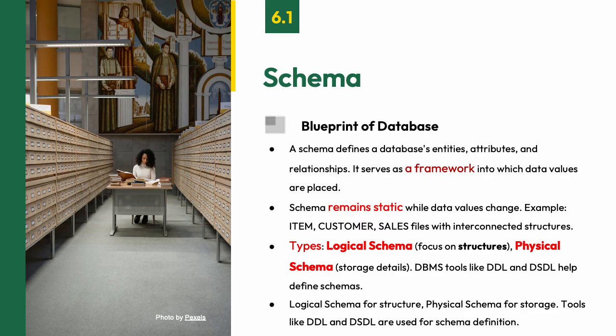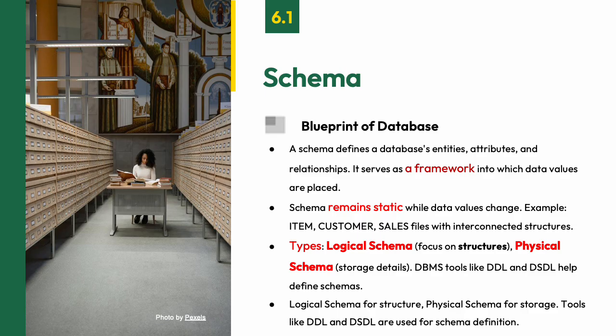So we have some types of the schema. The first one is called a logical schema. It is more focused on the structure of the data, and it defines which tables exist, what columns they have, and how they are related. So it's more like a design and organization of the database.